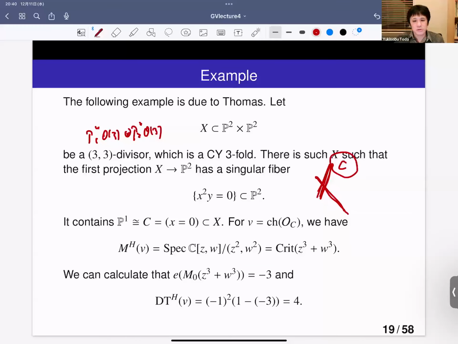So then it is also easy to compute the Milnor fiber. And the DT invariant is nothing but 4. This can also be shown just by computing the dimension of this Artinian algebra. So this is, in fact, C plus Cz plus Cw plus.